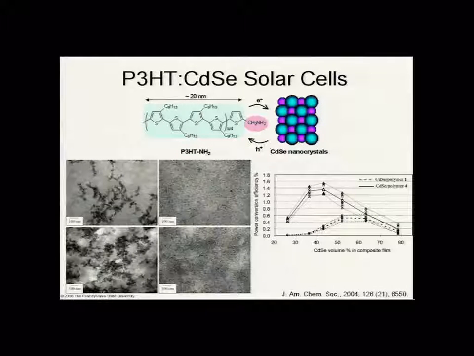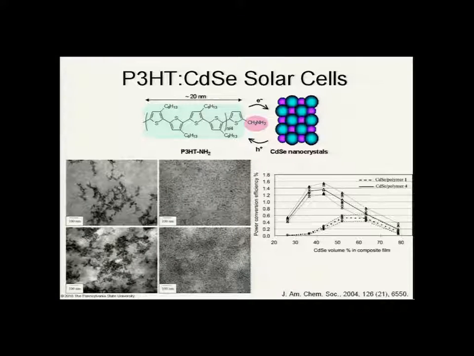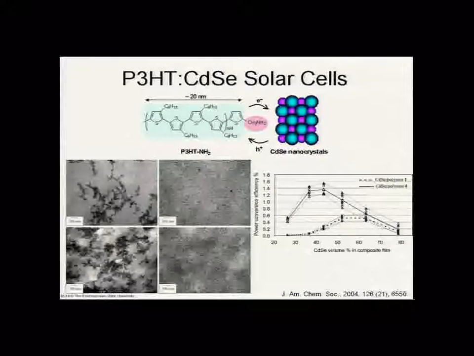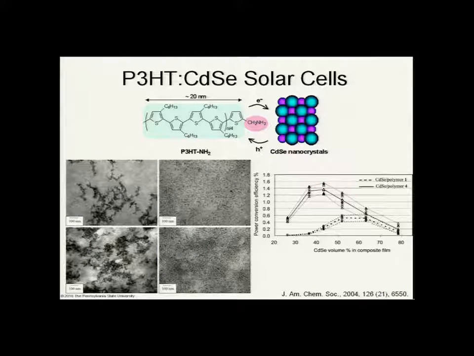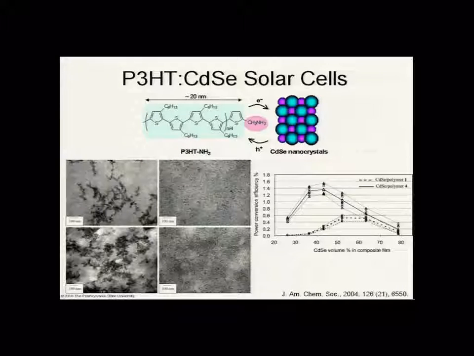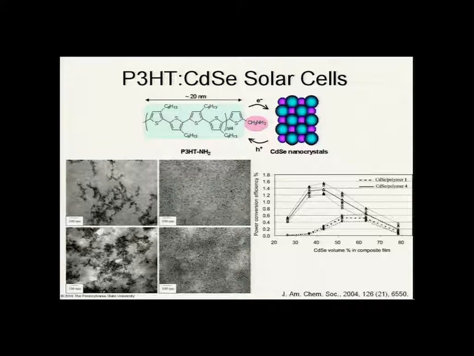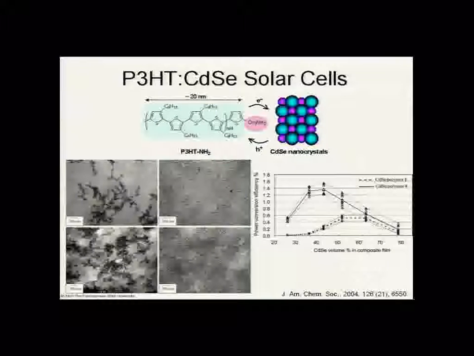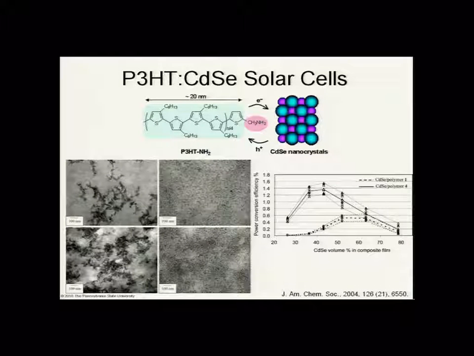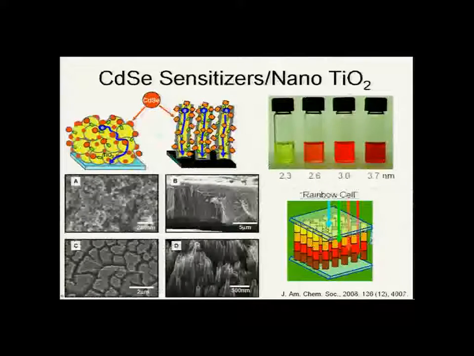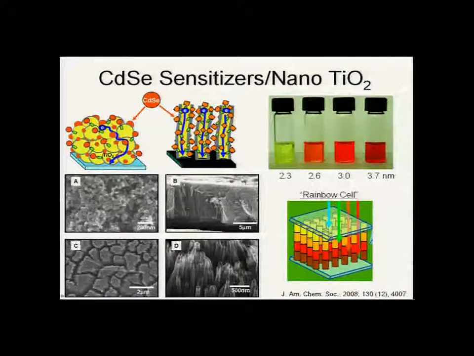Here's an example of quantum dots being used in a solar cell. This is a P3HT cadmium selenide solar cell using cadmium selenide nanocrystals. And here's a cadmium selenide example of a sensitizer with nano titanium dioxide.